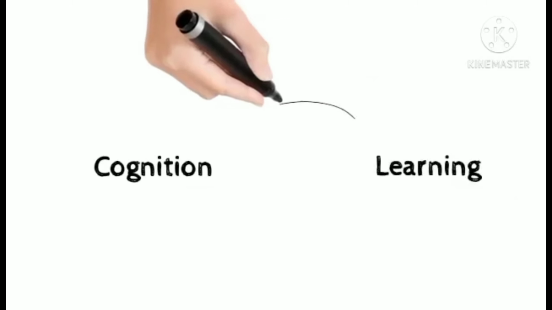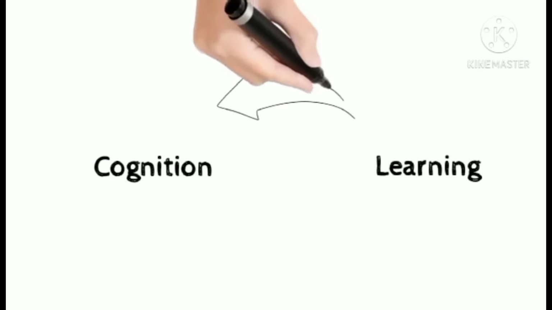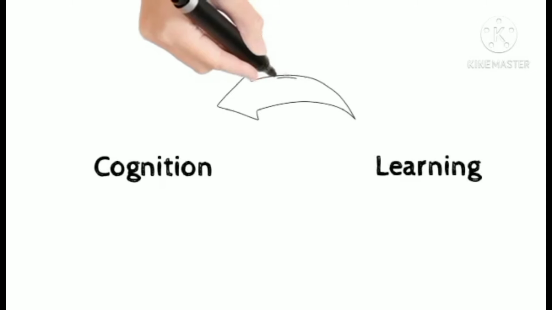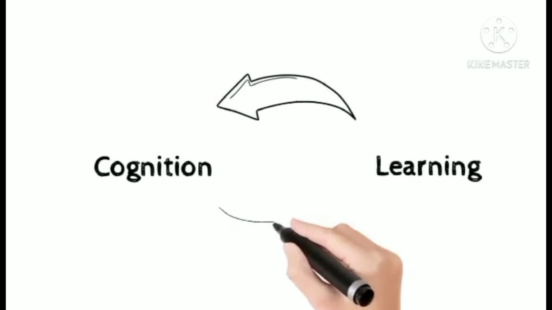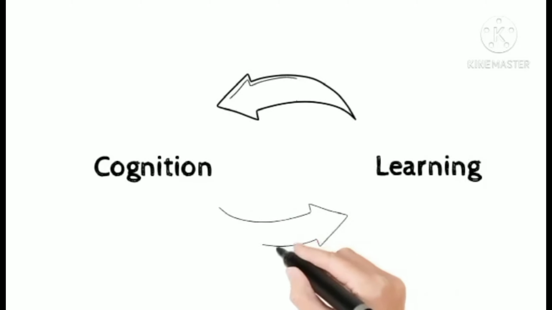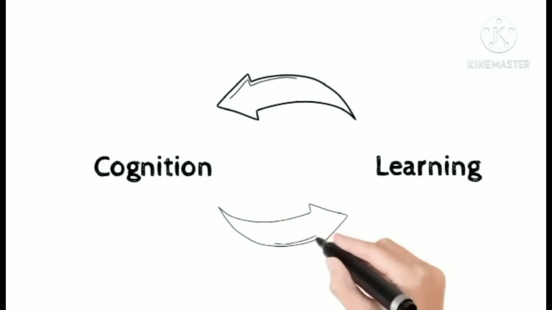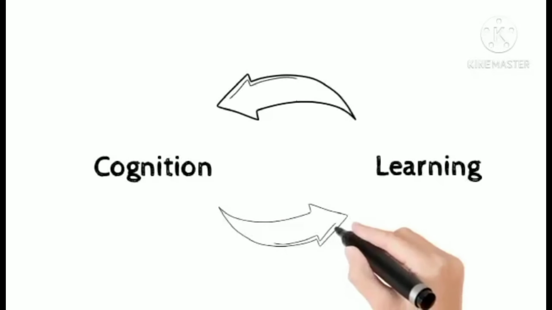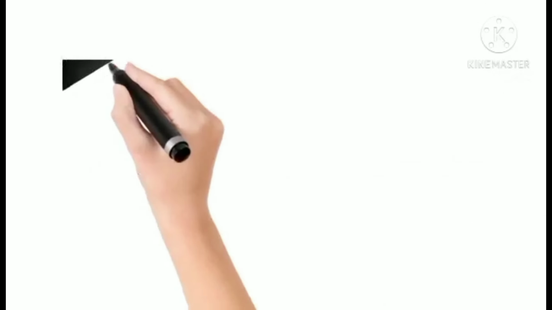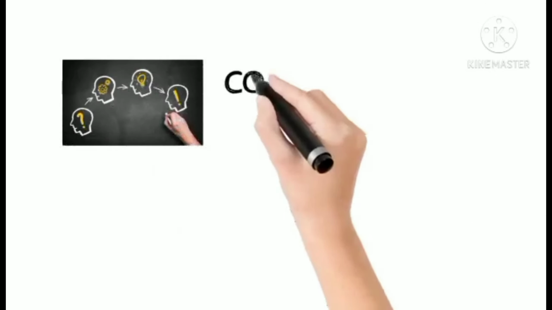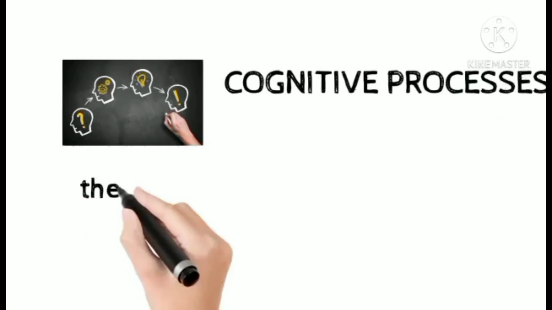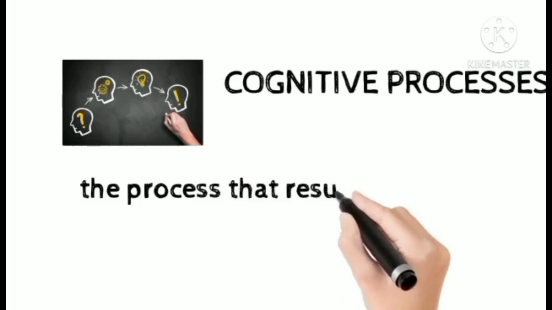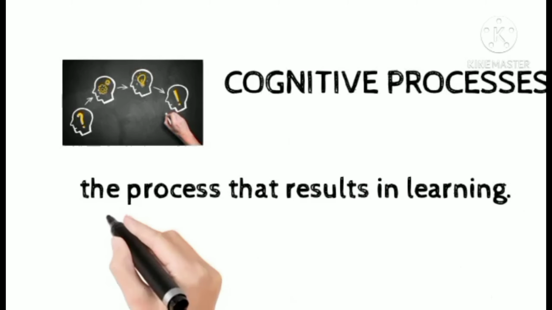Cognition and learning are both inexorably linked because learning requires cognition and cognition involves learning. So whenever you see or hear something new, you go through a series of cognitive processes. And cognitive processes are defined as the processes that result in learning.